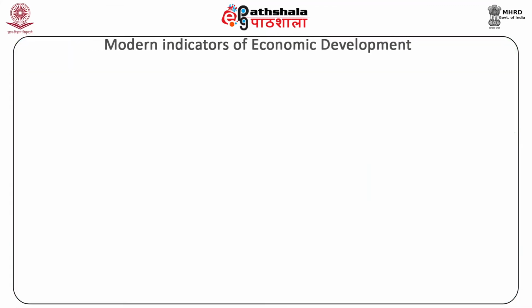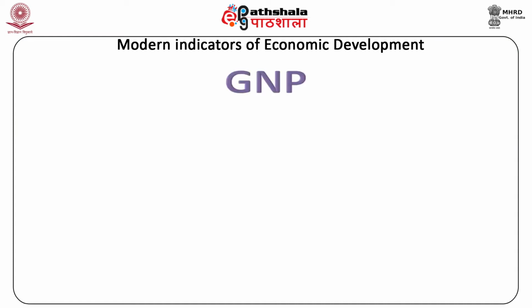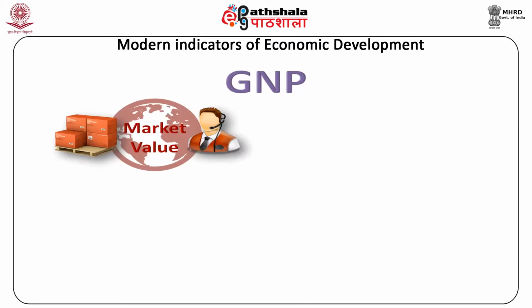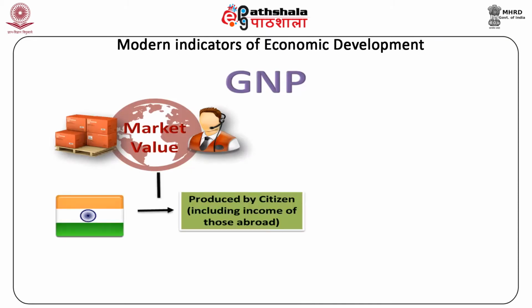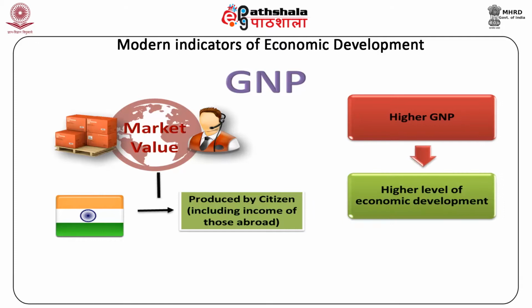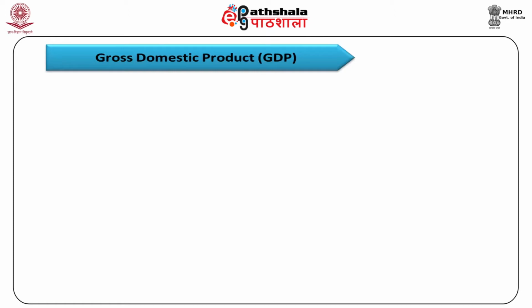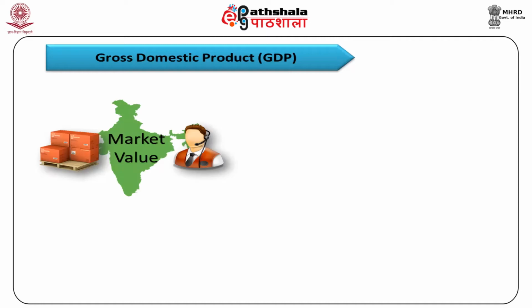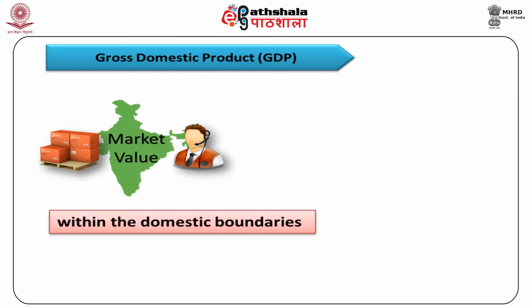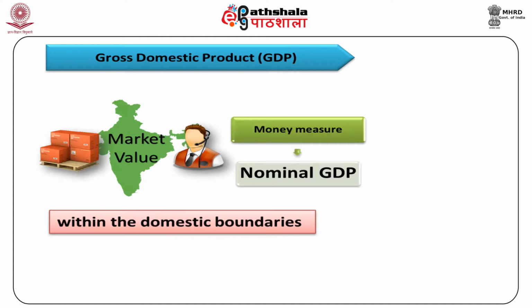Now let's understand the modern indicators of economic development, starting with gross national product (GNP), which is the market value of all the products and services produced in one year by the citizens of a country, including income of those abroad. A higher GNP is generally indicative of a higher level of economic development. Another indicator of economic development is the gross domestic product (GDP). The GDP, as distinct from GNP, is a measure of the market value of all goods and services produced within the domestic boundaries of a country within a year. As a money measure, it is called nominal GDP. Adjusted for the price level, it is called the real GDP.